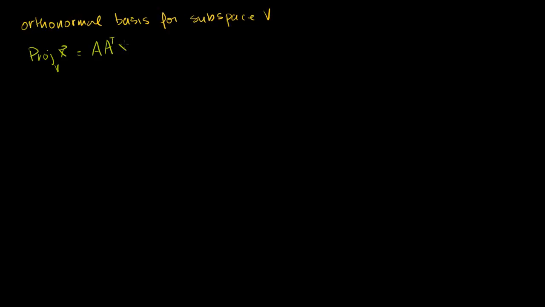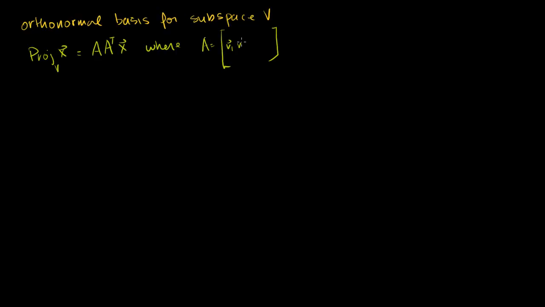We saw in the last video that if I have an orthonormal basis for a subspace V, and I want to find the projection of some vector x in Rn onto V, the transformation matrix simplifies to A times A transpose times x, where A is exactly the matrix with the basis vectors as columns.